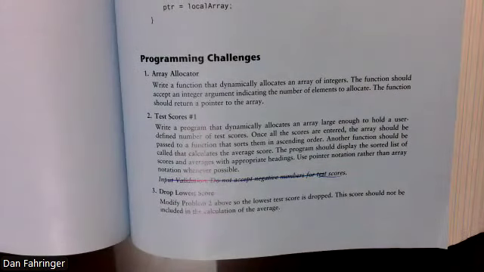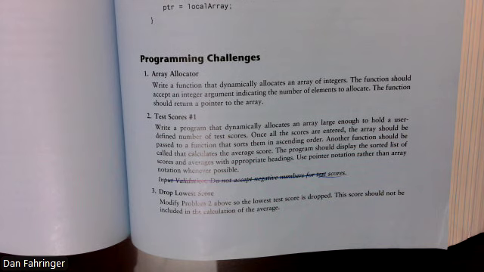Number two says, write a program that dynamically allocates an array large enough to hold a user-defined number of test scores. Once all the scores are entered, the array should be passed to a function that sorts them in ascending order. Another function can then calculate the average of the sorted list.